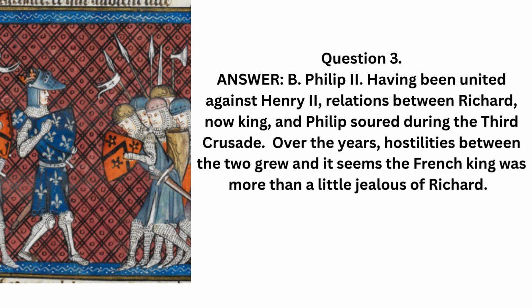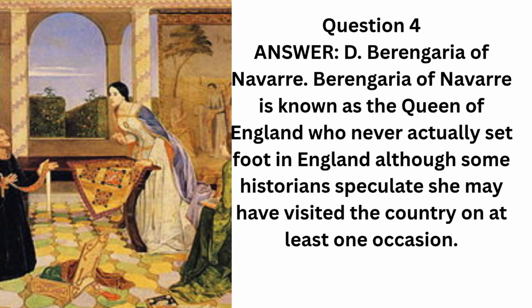Richard, however, knew Philip was now going to try and seize the lands that the King of England held in France, but Richard refused to follow Philip back to the west, and instead he continued the crusade. Over the years, hostilities between the two grew, and it seems that the French king was more than a little jealous of Richard.